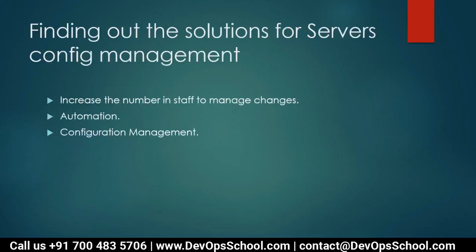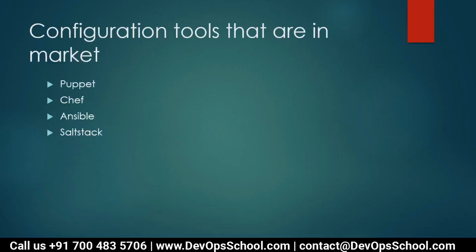Then we talk about solutions for servers: as I already said, automation and configuration management are the two things we would have for managing this kind of infrastructure, and it also reduces manual effort. So what are the different configuration management tools in the market? We have Puppet, which is 10 years old, Chef, which is approximately 6 to 7 years old, Ansible, which is 5 years old, and SaltStack, which is pretty new.